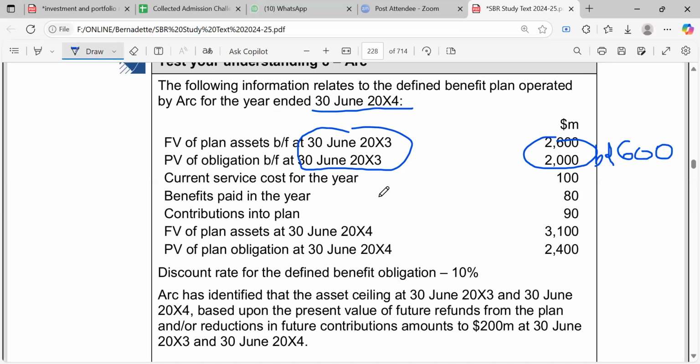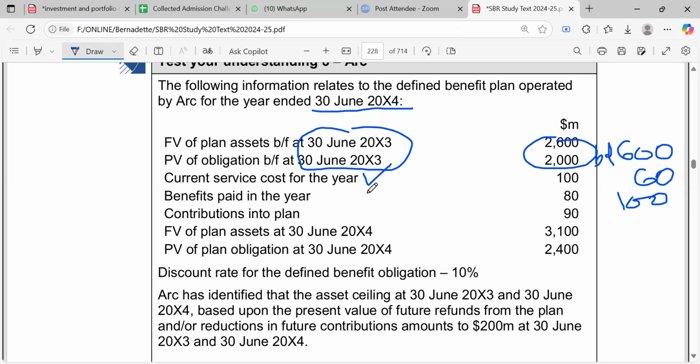So 10% times 600, it should be 60. Yes. That's the interest component. Then you proceed. You have the service cost, either the current service cost, the past service cost, whatever. Current service cost equals 100. It increases the liabilities. You remember that? Yes, sir. So it becomes positive.